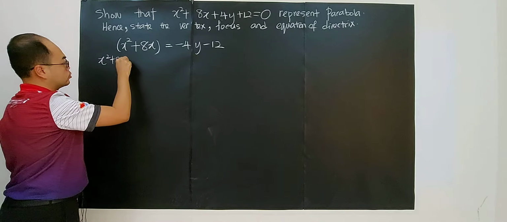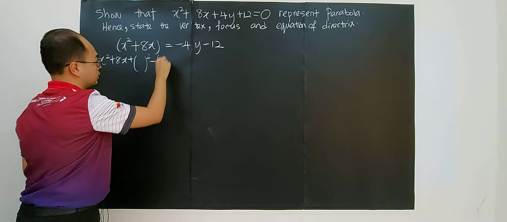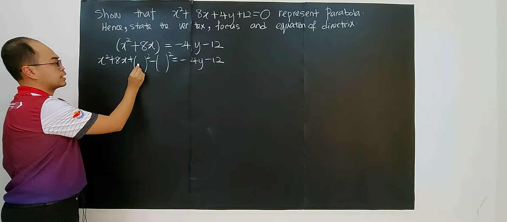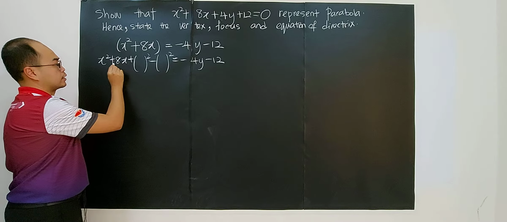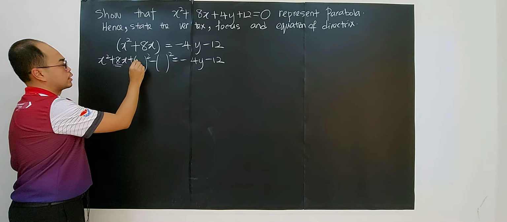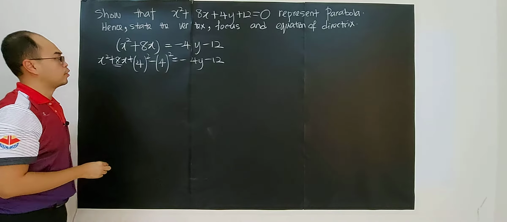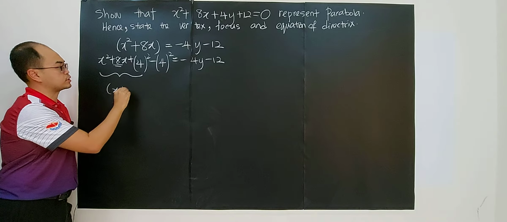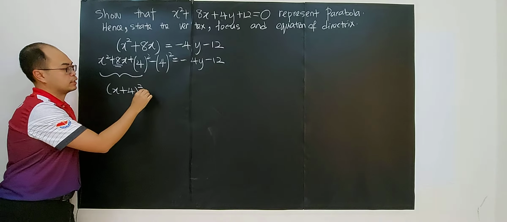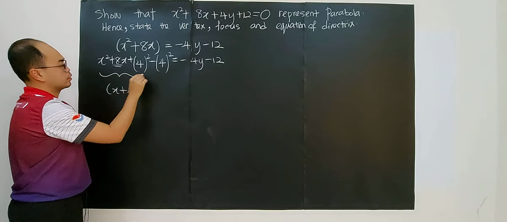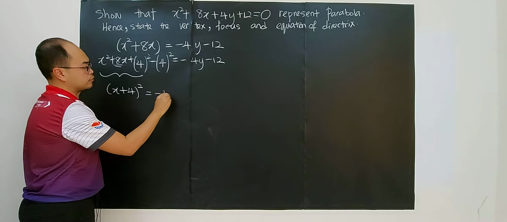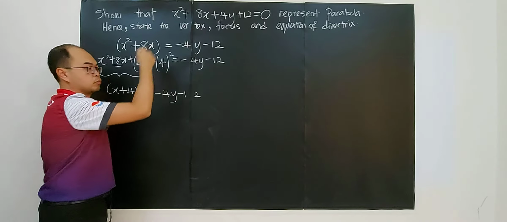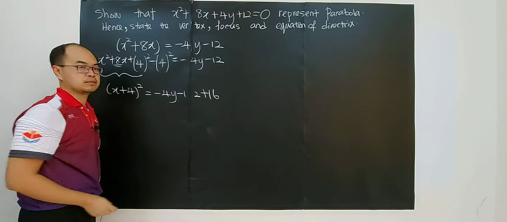The way that I do completing the square is this way. So negative 12. What is this number here? I take 8 divided by 2, the b divided by 2, so then you have 4, and here you also have 4. You can combine these three to become a complete square, which is x plus 4 to the power of 2, and negative 16. These three become x plus 4 squared, and you have negative 4y and negative 12. The negative 16, you move to the other side, you will have plus 16.